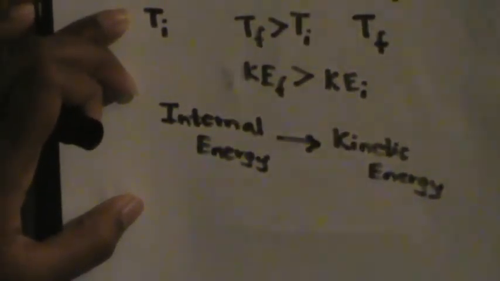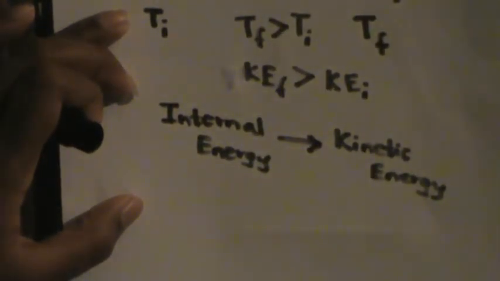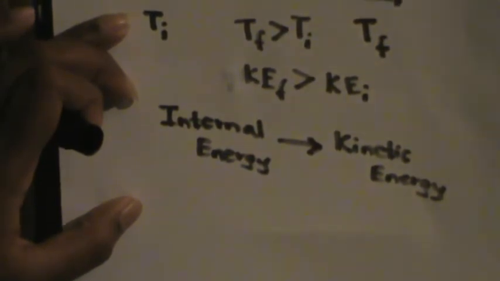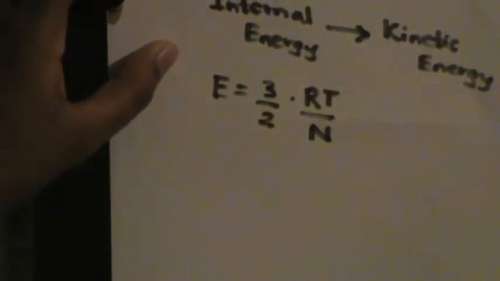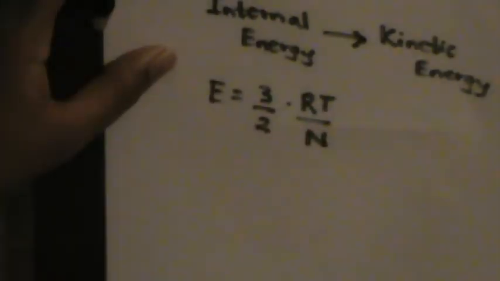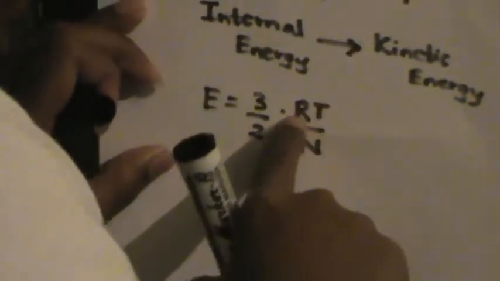We found that the kinetic energy of a gas is E equals 3 by 2 times RT times N, where E is the kinetic energy, R is the universal gas constant, T is the absolute temperature, and N is the number of molecules. If n is the number of moles, it is the number of molecules divided by the Avogadro number.